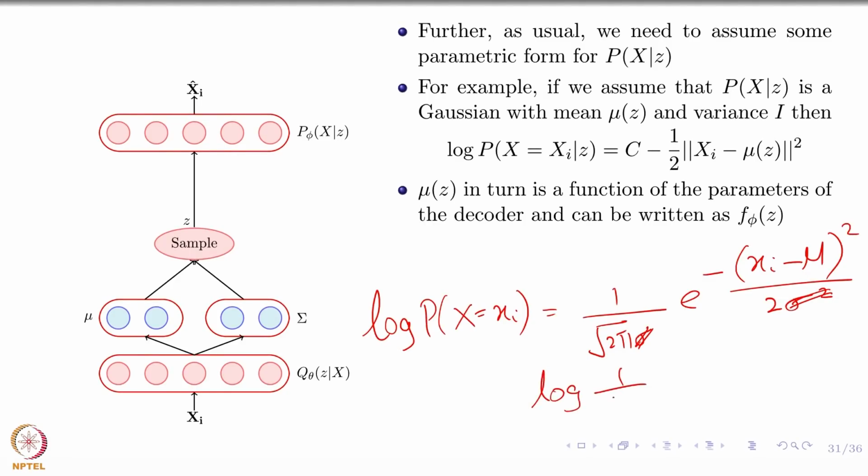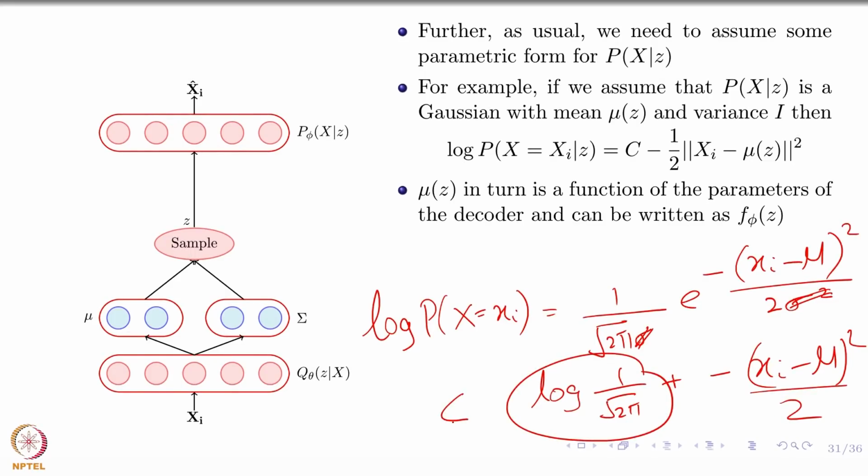Log of 1 by square root of 2 pi plus log of e raised to this. The log and the e will cancel, and you will be left with (xi minus mu) the whole square, by 2. This term I am calling a constant, and this is exactly the same as this, except that it's in the multivariate case. Now everyone gets this?